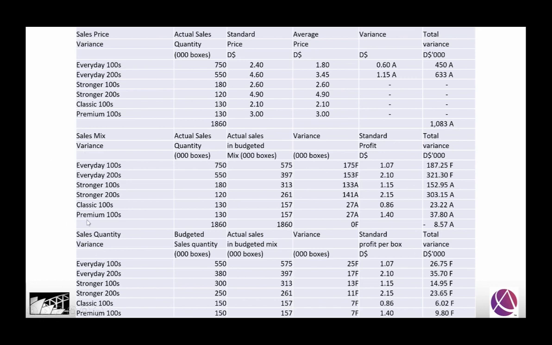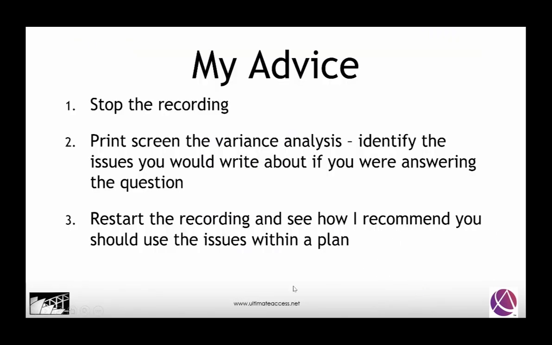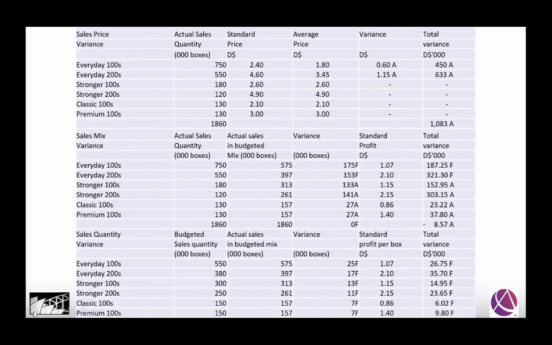In the middle section you've got the sales mix, and you've got an 8,570 adverse variance for sales mix. So by comparison with the 1 million for the sales price variance, the sales mix variance is quite small. And down the bottom, which isn't visible on my screen, we had something in the order of 117,000 for the total favourable variance for the sales quantity.